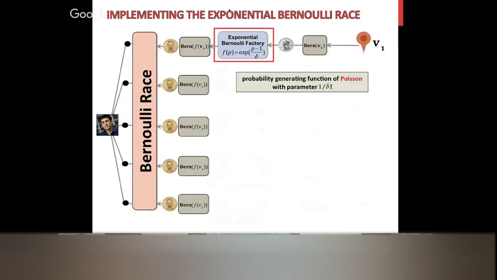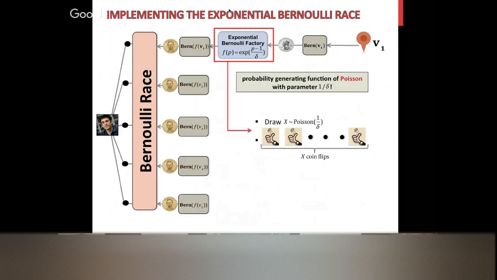So all you need to do for this Bernoulli factory is the following. You draw x from Poisson with parameter 1 over delta. You flip your coin x number of times. If all the coin flips were heads, announce heads, otherwise announce tails. And this is going to be this exponential Bernoulli factory. From each coin, you create an exponential coin, and then you run the Bernoulli race.